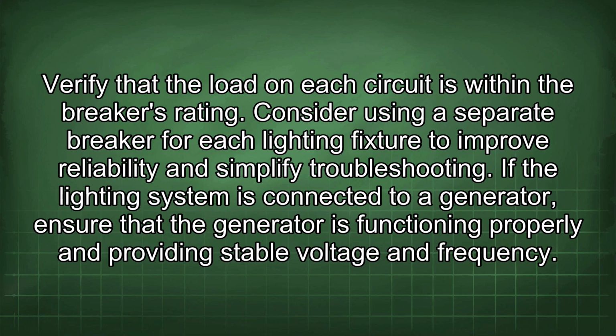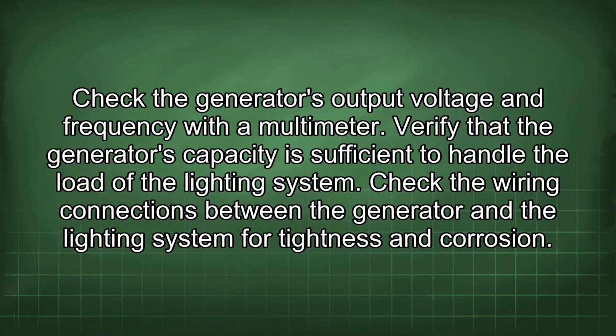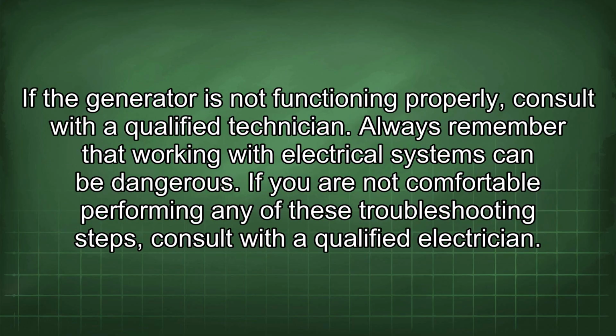If the lighting system is connected to a generator, ensure that the generator is functioning properly and providing stable voltage and frequency. Check the generator's output voltage and frequency with a multimeter. Verify that the generator's capacity is sufficient to handle the load of the lighting system. Check the wiring connections between the generator and the lighting system for tightness and corrosion. If the generator is not functioning properly, consult with a qualified technician.